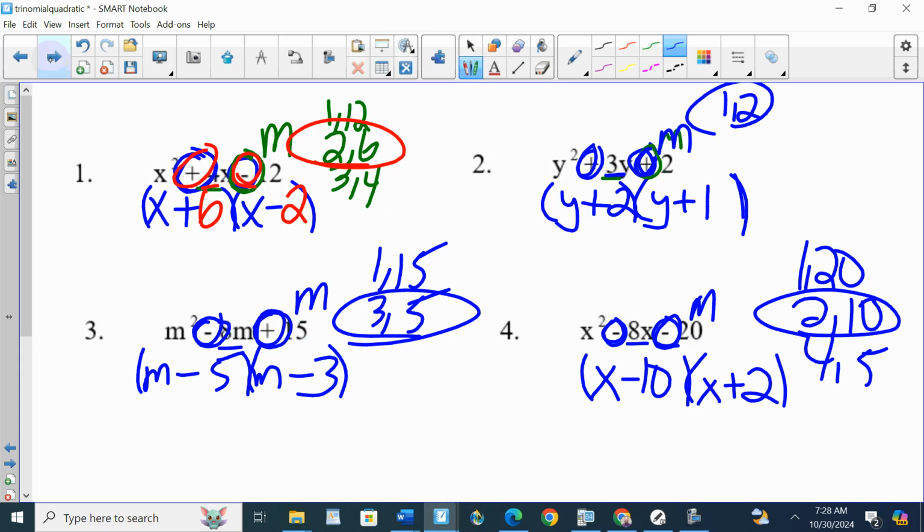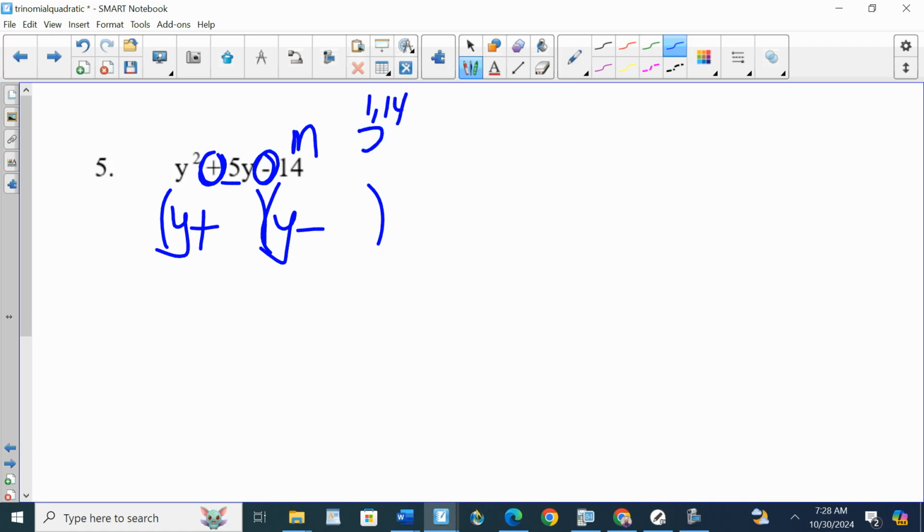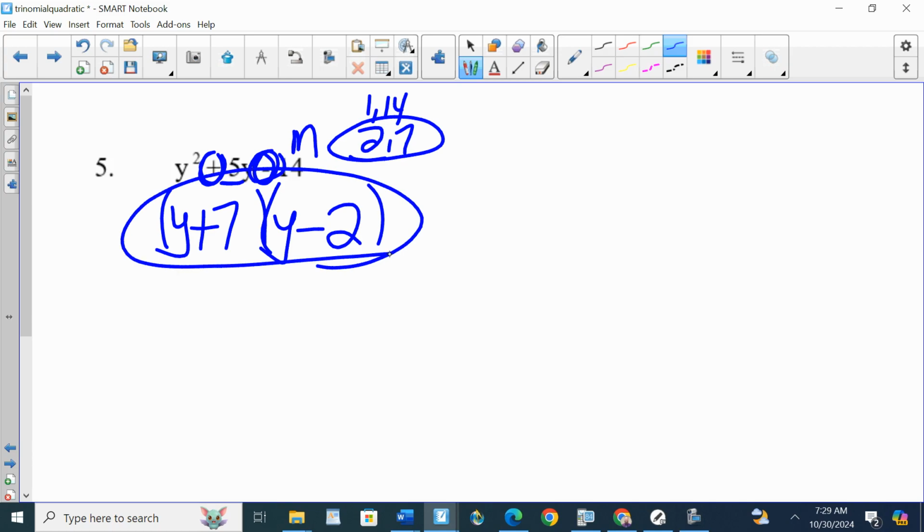So let's put it all together now for a question. Number 5, I see a trinomial, three terms, two sets of parentheses, variable in front for each. First sign comes down. Positive times a negative is a negative. Multiplies to 14, subtracts to 5. 1 and 14, 2 and 7. Use the calculator as needed. Which pair subtracts to 5? 2 and 7. Bigger number goes first.